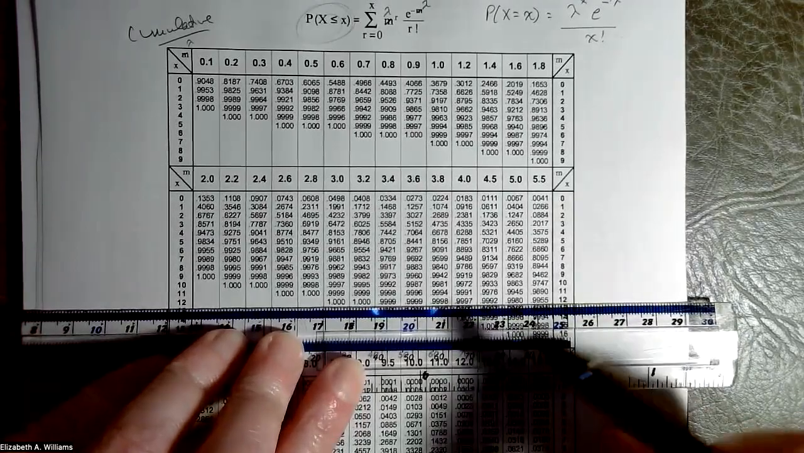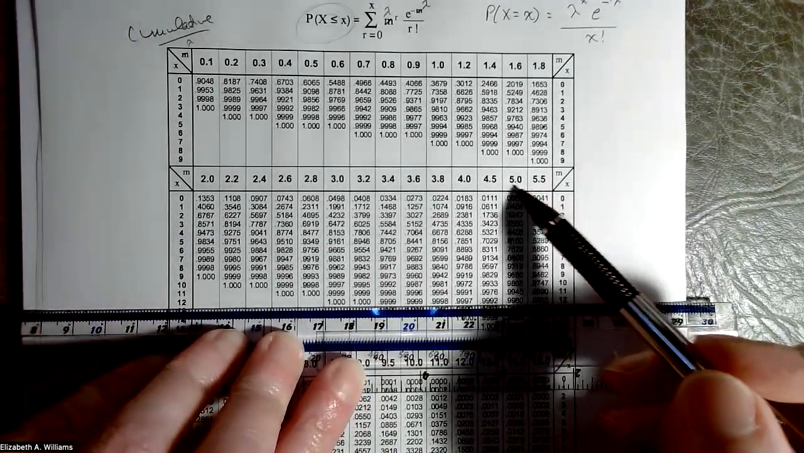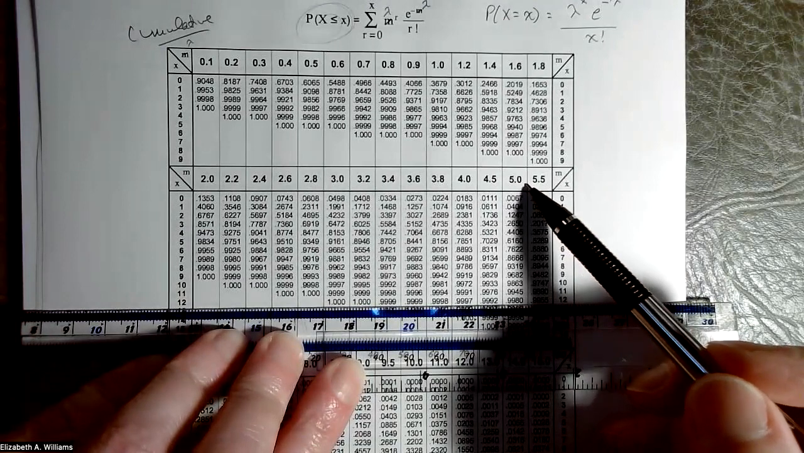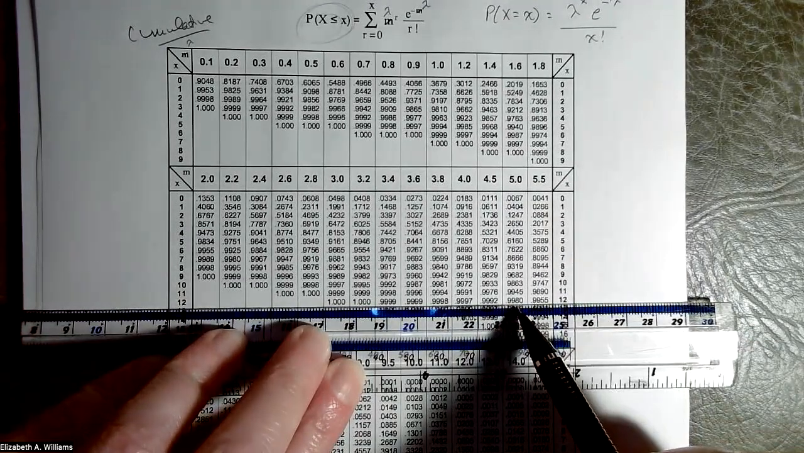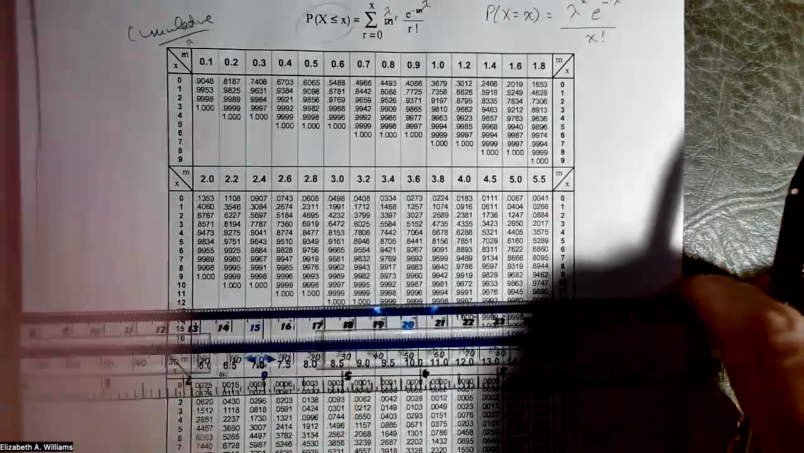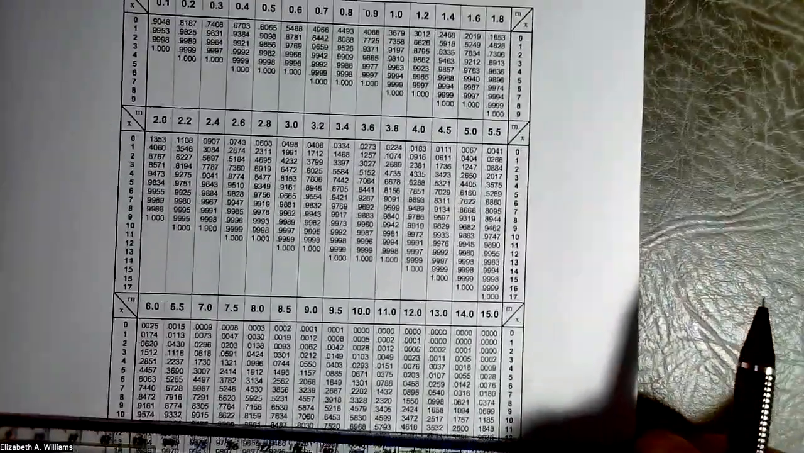This is saying that when lambda is 5, if you have 5 worms occurring on average, then the probability of finding 12 or fewer worms is 99.80%. That's way too high. So we need a bigger lambda. Let's go further down our table.